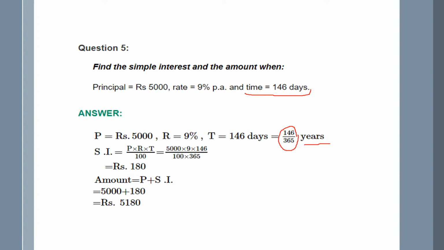And then what you have to do, again the same formula, P into R into T by 100. P is 5000, R is 9, and time is 146 by 365 into 100. When you do the calculations, you will get rupees 180. And you know very well that amount is P plus simple interest. Principal is 5,000, simple interest is 180. So rupees 5180 will be the answer.